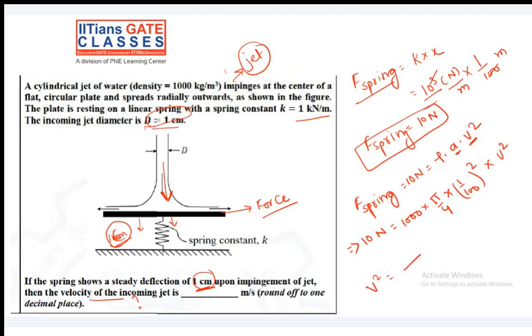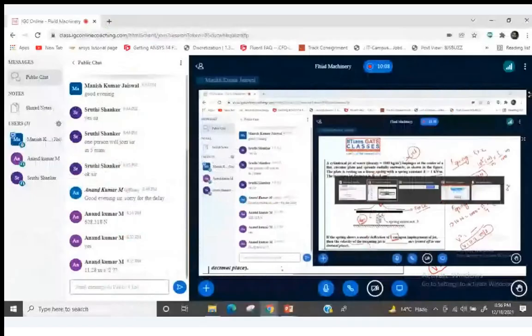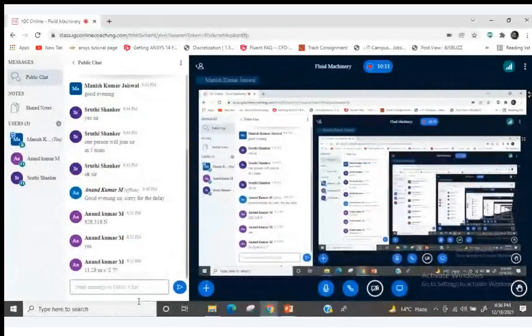When you solve this, you will get the velocity value. I hope all of us are getting it. This value will be somewhere around 11.3. When you solve this, velocity will be 11.3 meter per second, not meter per second square. Velocity is in meter per second always.